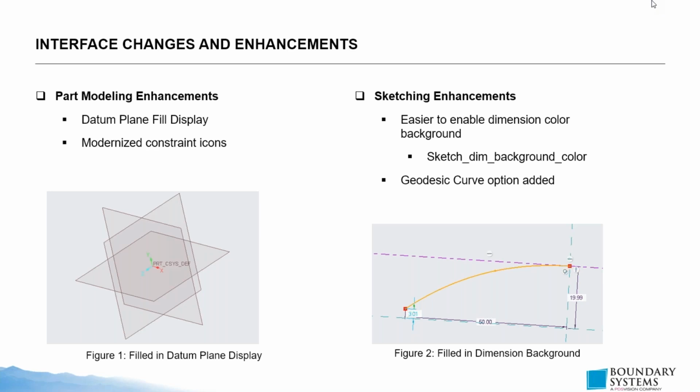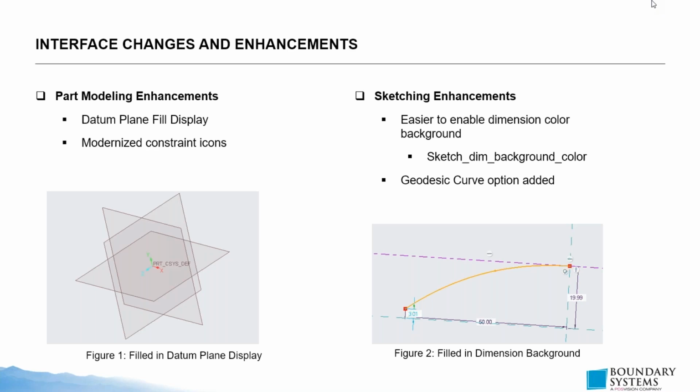So the first thing you'll probably notice when you open Creo 8 is that they've added datum plane fill display. You can see this in the bottom left of the screen in figure 1. Essentially, the datum planes are just going to be shaded, and you can see that where they overlap, they're shaded a deeper color. So it just improves the usability a little bit and makes working in 3D a little bit easier.